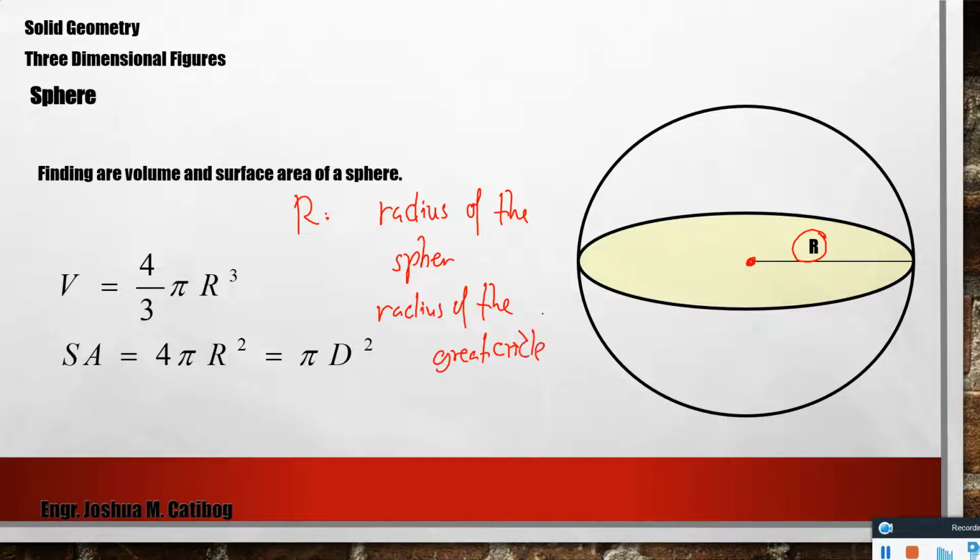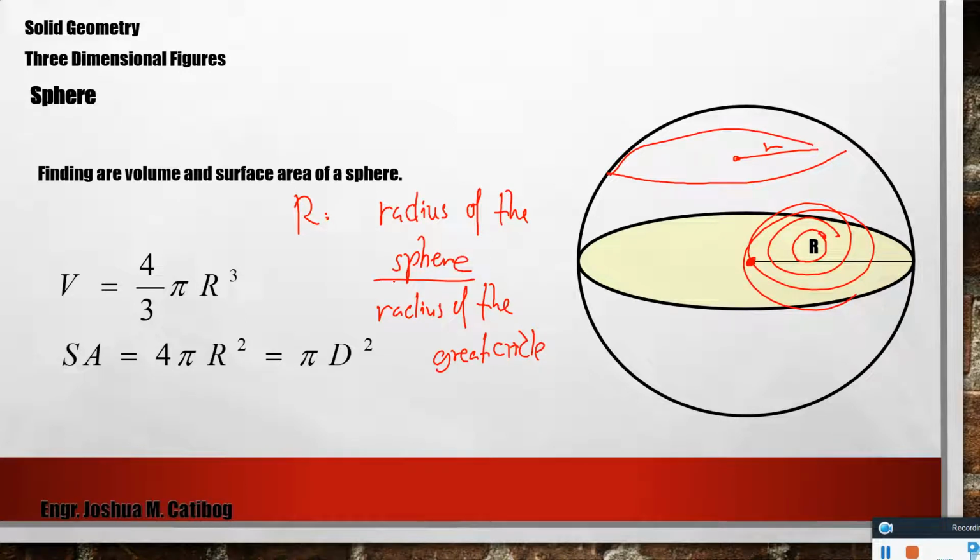Okay, so sir, what if po meron po tayo binigay na radius dito? Pwede po ba natin gamitin yun? No. Hindi nyo po pwedeng gamitin yan to find the volume and the surface area of the sphere unless ito po yung ating hahanapin muna. The radius of the great circle or the radius, kulang pala yung aking spelling ng sphere. Okay, or the radius of the sphere.